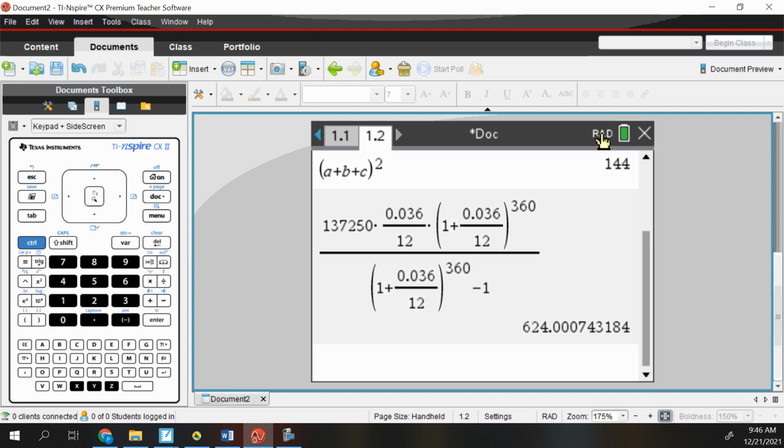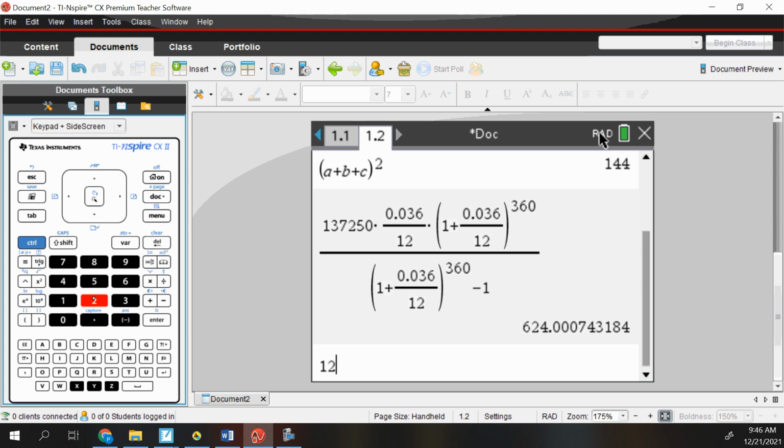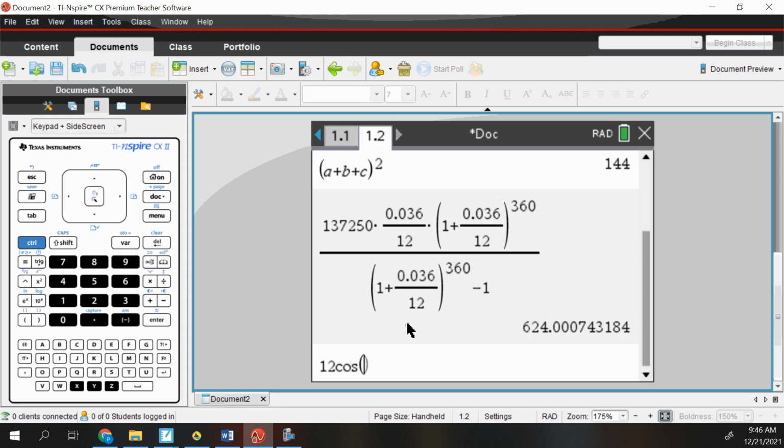And what we're going to do is we're going to take our equation, we'll just sub in 1 for x. So we're going to have 12. We'll go to the trig button and select cos.